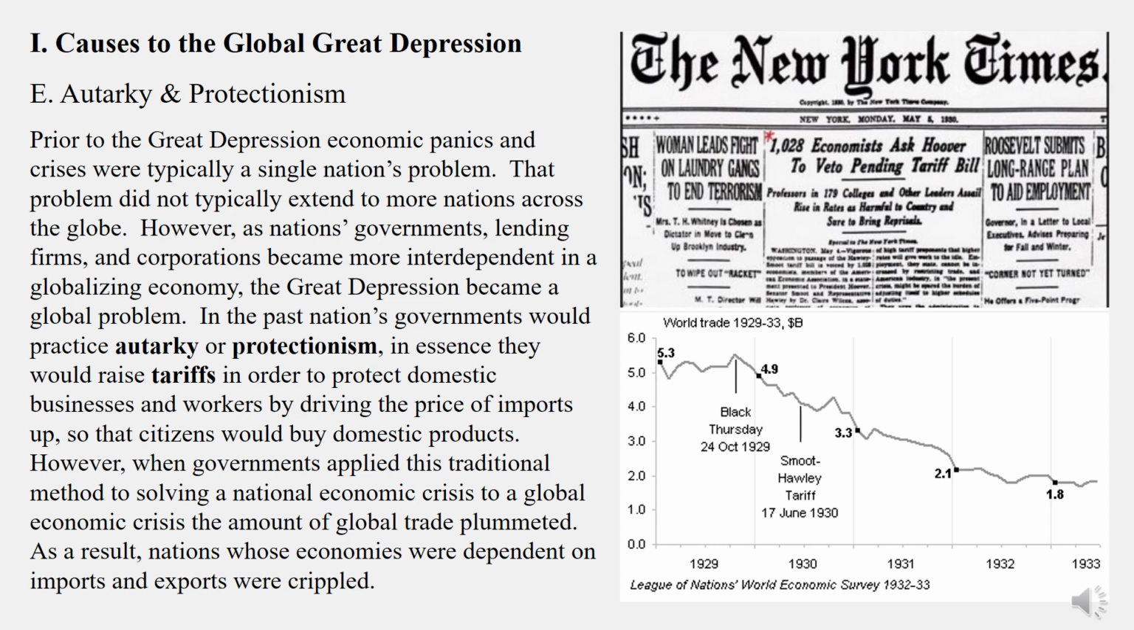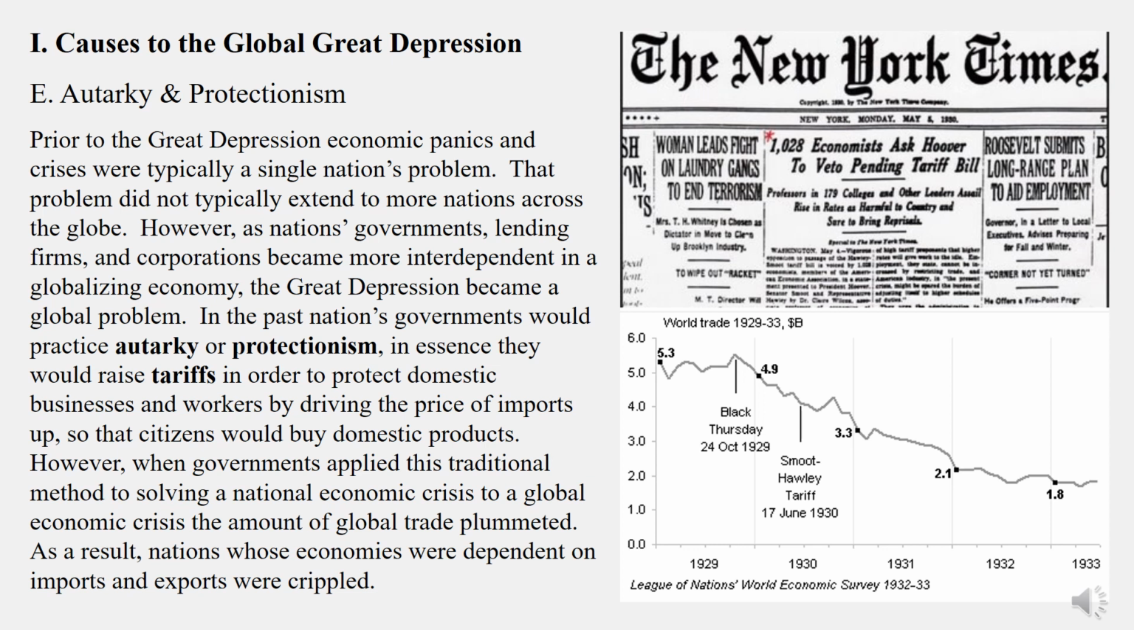In the past, a nation's government could practice autarky or protectionism. In essence, they would raise tariffs in order to protect domestic businesses and workers by driving the price of imports up so that citizens would buy domestic products. However, when governments applied this traditional method of solving a national economic crisis to a global economic crisis, the amount of global trade plummeted, and as a result, nations whose economies were dependent on imports and exports were crippled.